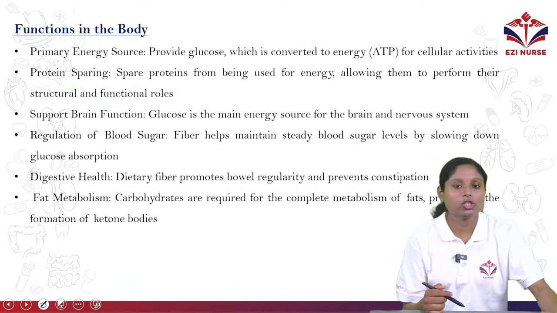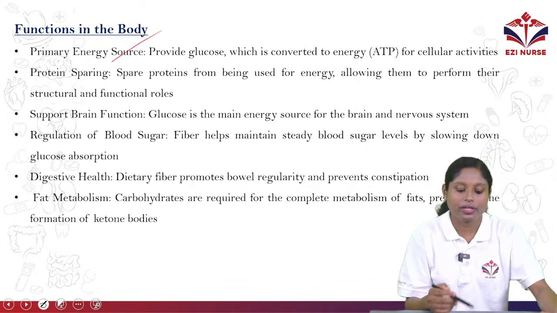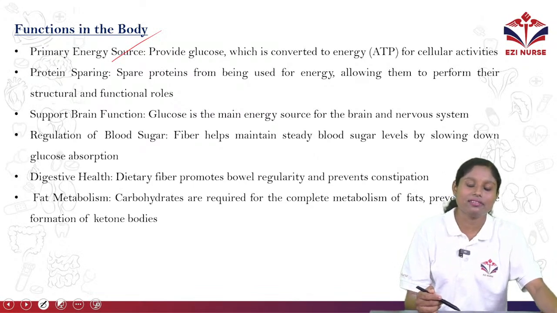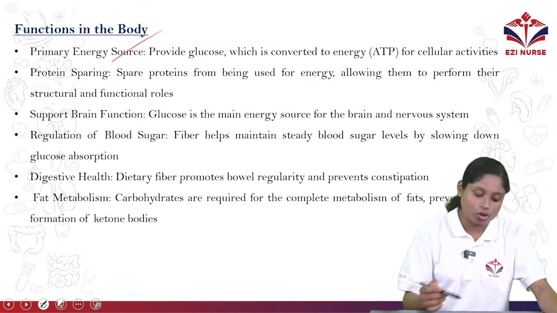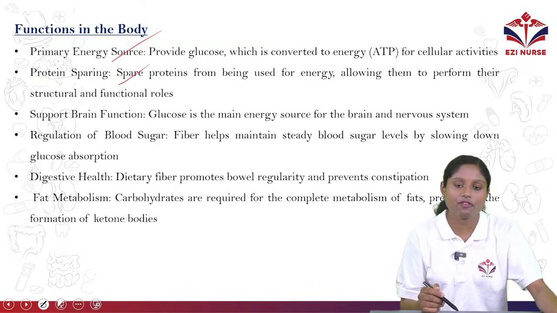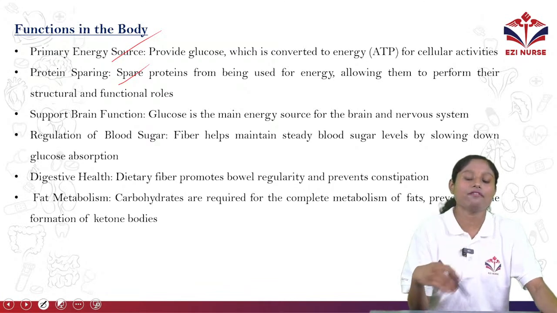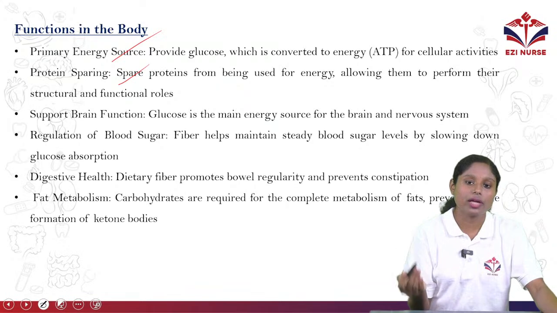Now, what are the functions in the body? Carbohydrate functions. It includes primary energy source. It provides glucose which is converted to energy for cellular activity. So, for our body, we need energy. Carbohydrates will give the energy. Protein sparing. Spare proteins from being used for energy, allowing them to perform their structural and functional role. So, carbohydrate will give the energy so that protein can perform its own function. So, they are not used in the body to get further energy.